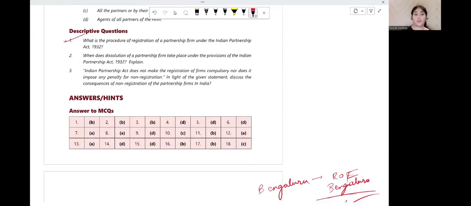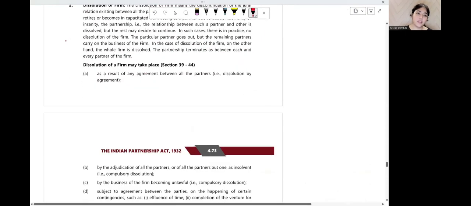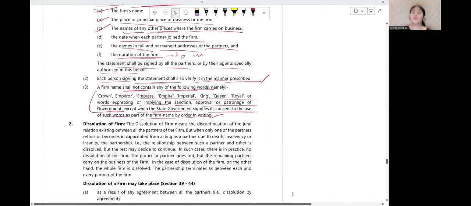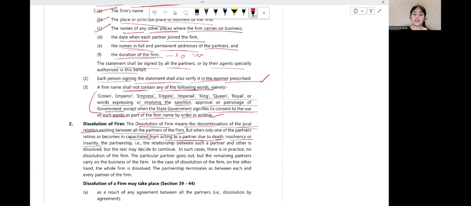Yes, ma'am. Okay. When does the dissolution of partnership firm take place under the provisions of the Indian Partnership Act? When does dissolution happen? A firm will be dissolved when all the partners have decided that we don't want to continue this business. Dissolution of firm means discontinuation of the relationship existing between all the partners of the firm. Whatever business relation was there, now these partners don't want to continue. But when only one of the partners retires or becomes incapacitated from acting as a partner due to death, insolvency, or insanity, the relation between such a partner and the others is dissolved.